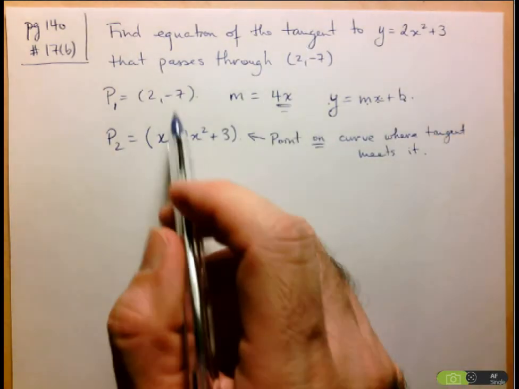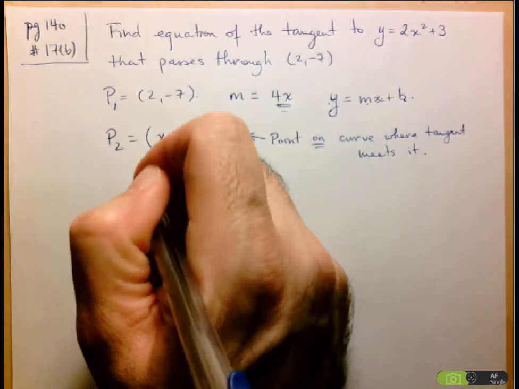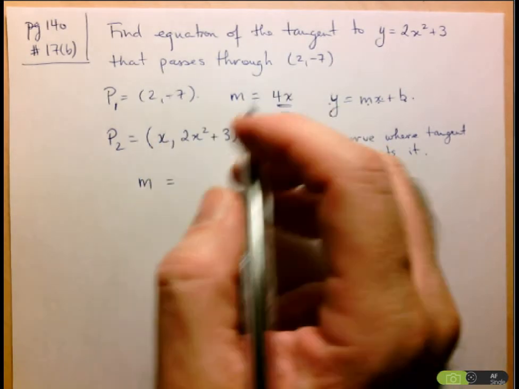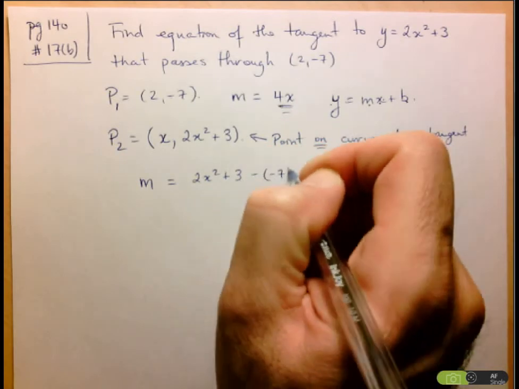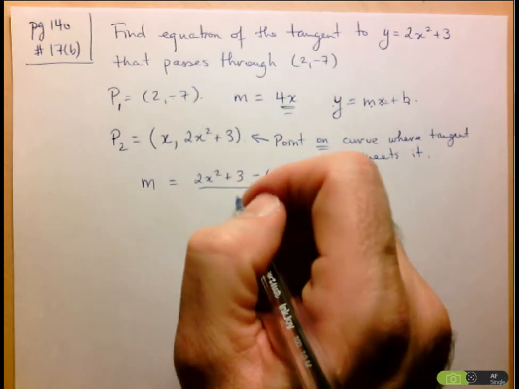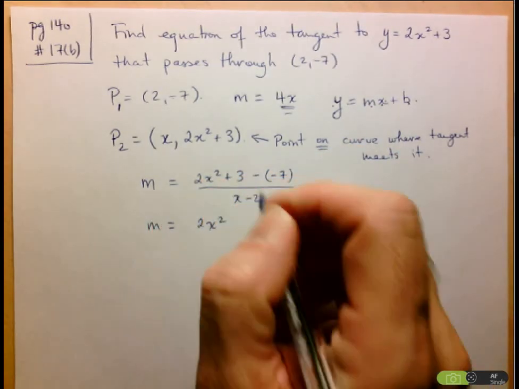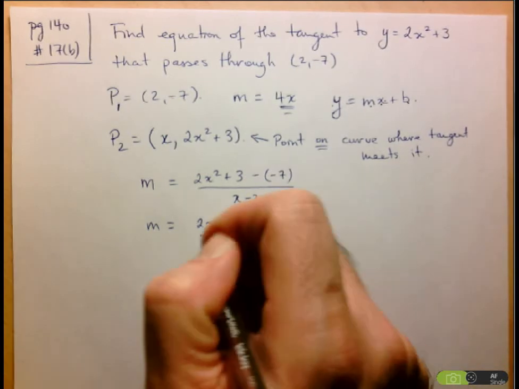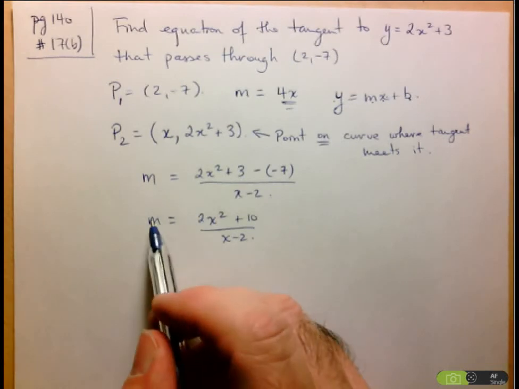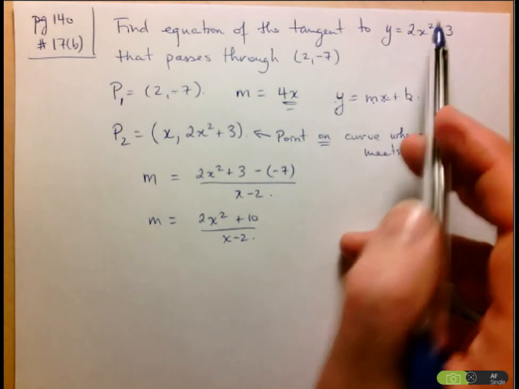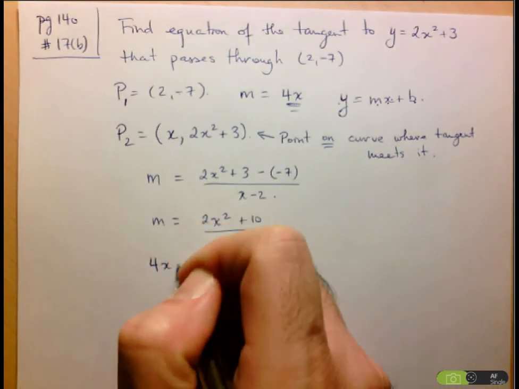Now that I have these two points, I can come up with an equation for the slope. The slope will just be y2 minus y1, so 2x squared plus 3 minus negative 7, divided by x2 minus x1, so x minus 2. So here the slope is given by 2x squared plus 10 over x minus 2. But I know the form that the slope must take. Since it's tangent to y equals 2x squared plus 3, I know the slope must take on the form 4x.